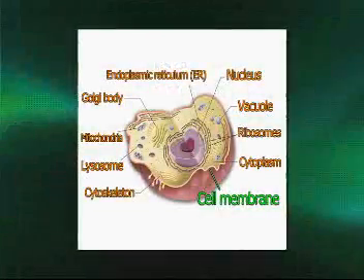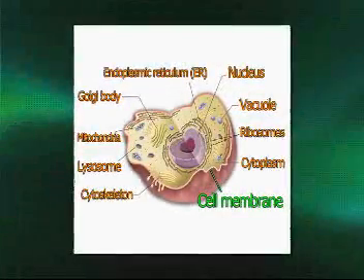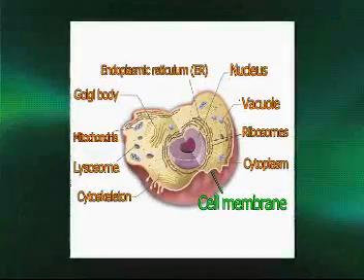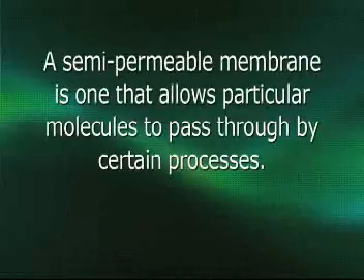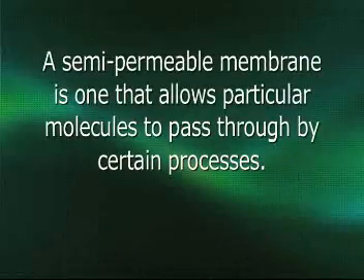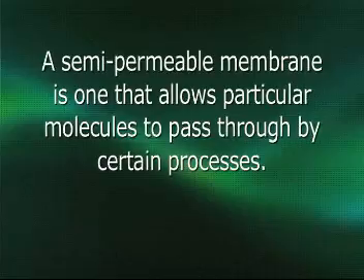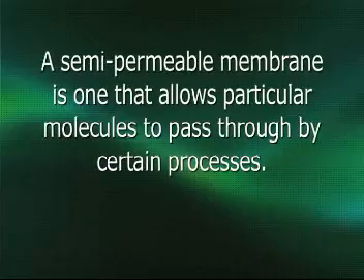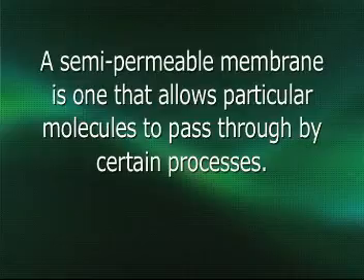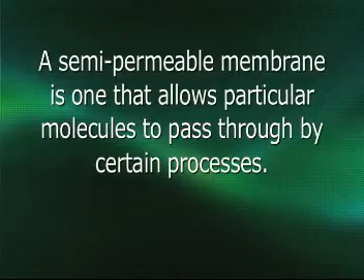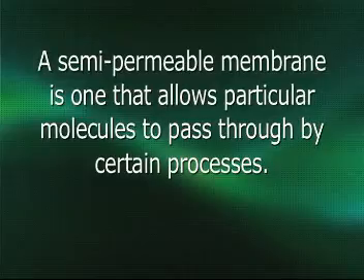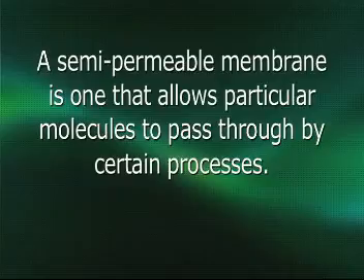Let us start by discussing the cell membrane. The cell membrane separates the interior of the cell from the outside environment. The cell membrane is semi-permeable. A semi-permeable membrane is one that will allow particular molecules or ions to pass through it by certain processes, such as diffusion.